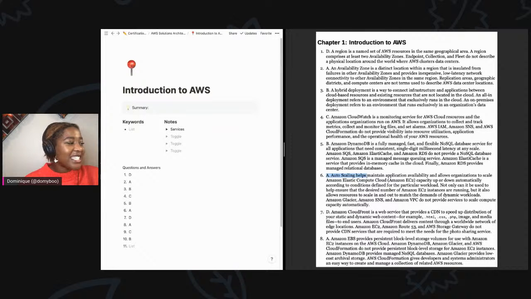What was I saying? Yes, 6 A, auto-scaling helps you dynamically scale up your infrastructure if you need to. For example, if it's a Black Friday sale, you know you're going to have a lot of traffic. Boom, auto-scaling will help you do that. 7 is D. CloudFront is a web service that provides a CDN to speed up distribution of your static content.